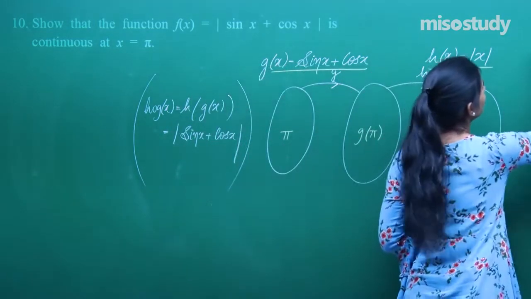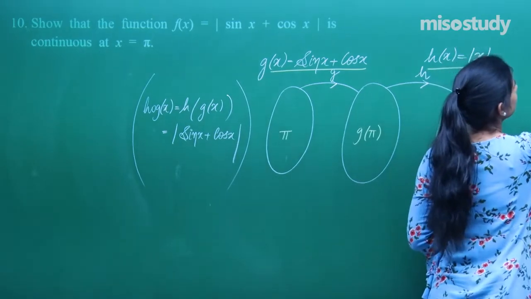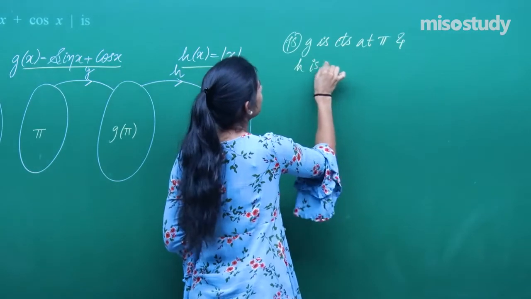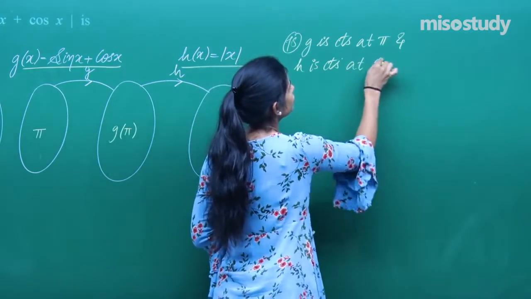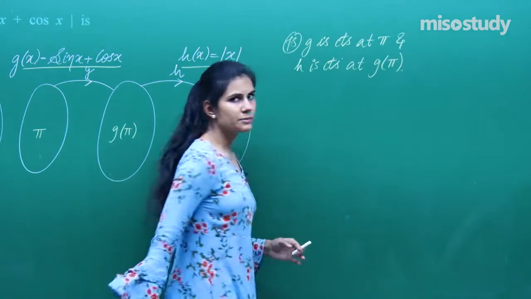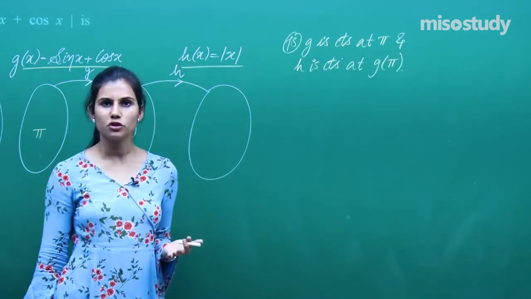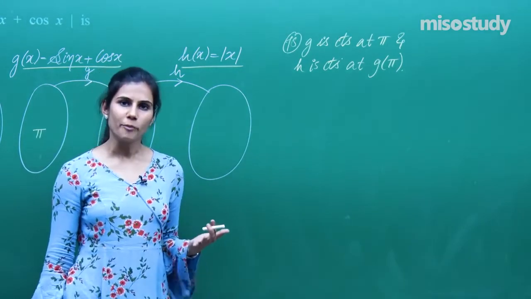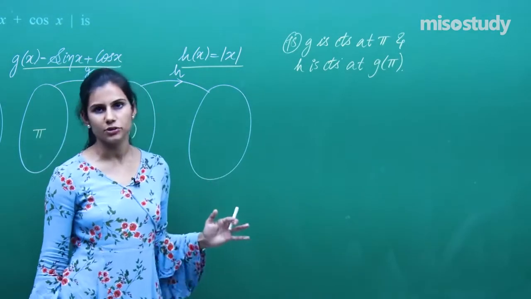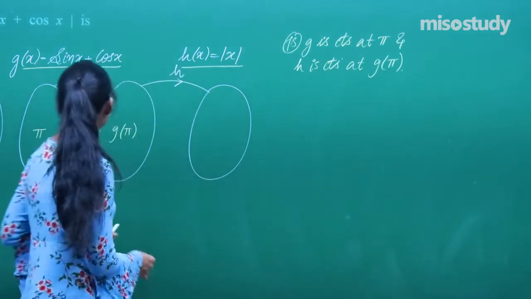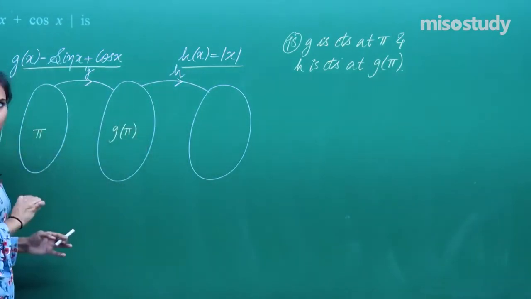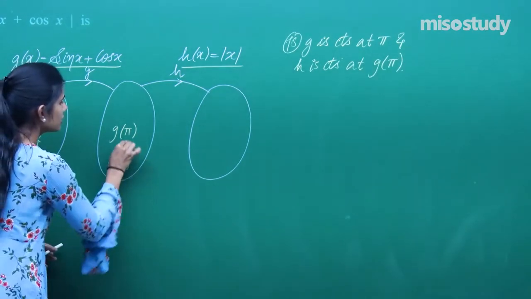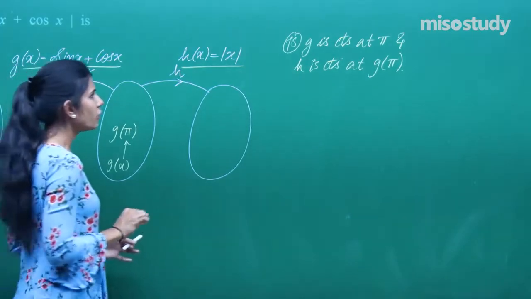So I have to show G is continuous at pi and H is continuous at G of pi. That's the concept behind continuity of function, which is composition of two functions. Right now we're talking about continuity, not differentiability. So first of all, to show G is continuous at pi, I have to show as x approaches pi, Gx approaches G of pi.